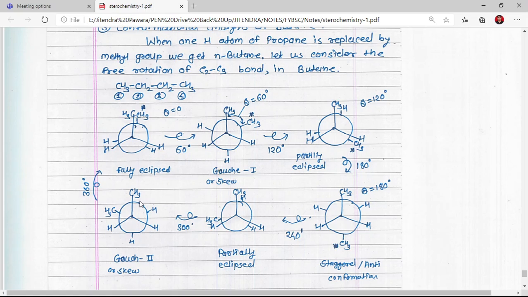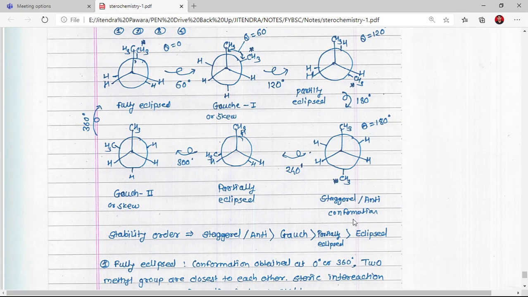So the stability order is: staggered conformation, also called anti-conformation, then gauche, then partially eclipsed, and fully eclipsed. This is the decreasing order of stability from left to right. Staggered is the most stable, gauche the second most stable, partially eclipsed the third most stable, and eclipsed the least stable.